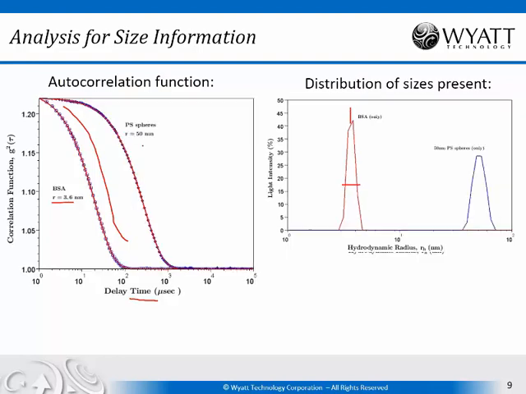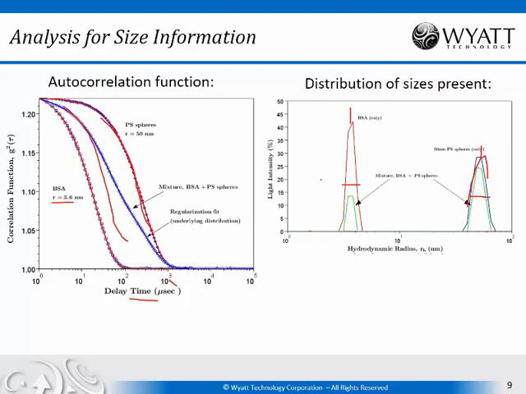If we have spheres of a different size, if we have particles which are larger, this will decay more slowly, looking at timescales which are longer, and it'll give us another peak in the size distribution here with an average value which is higher, and its width as well. Now, if both particles are present in solution, then we get this autocorrelation curve over here, which actually combines information from both particles, and it will give us this dual peak here, each of which has its own average value and its own width.